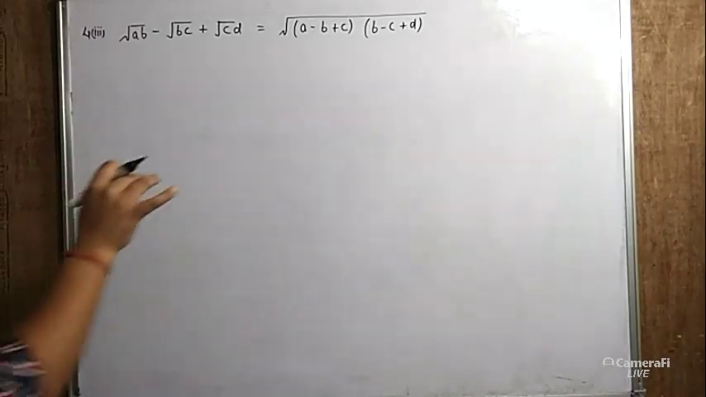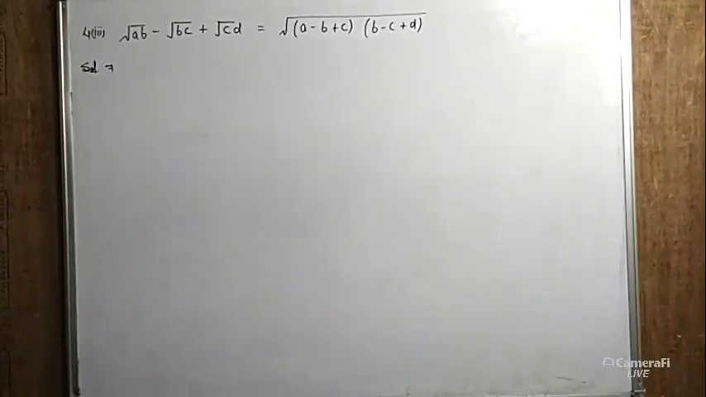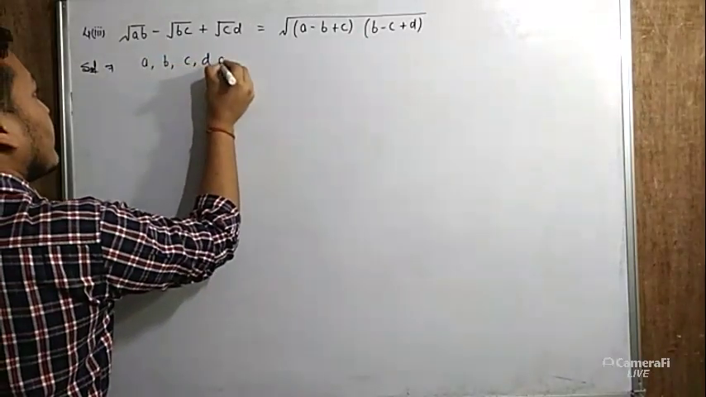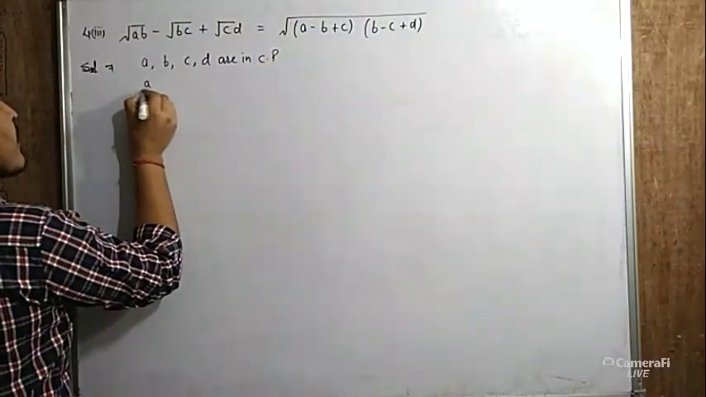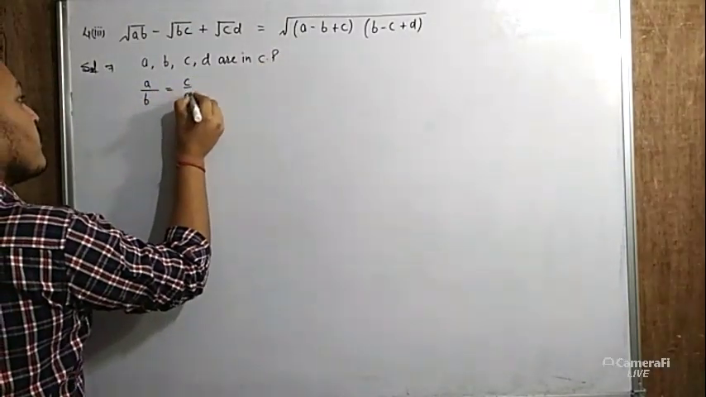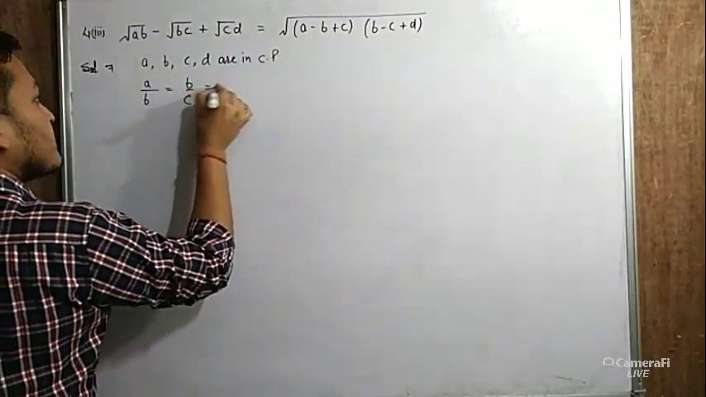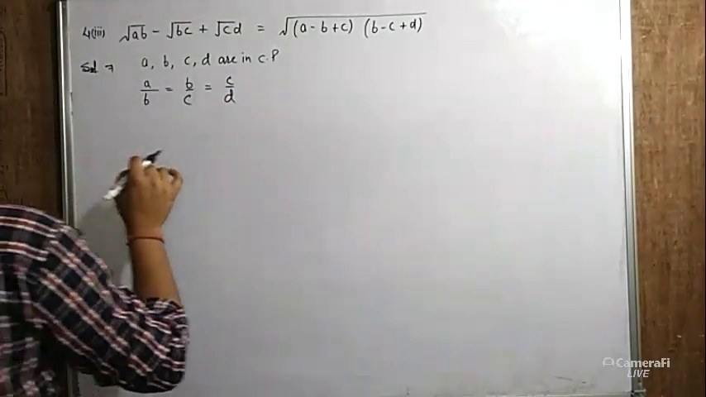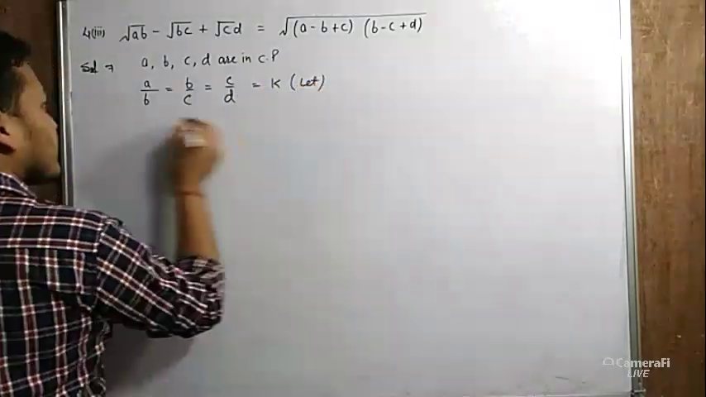The left hand side is... and in the starting we have given A, B, C, D are in continued proportion. And when A, B, C, D are in continued proportion, A upon B is equal to B upon C is equal to C upon D. This is the condition when any numbers are in continued proportion. So let's suppose here we can take K. This is the very simple method.